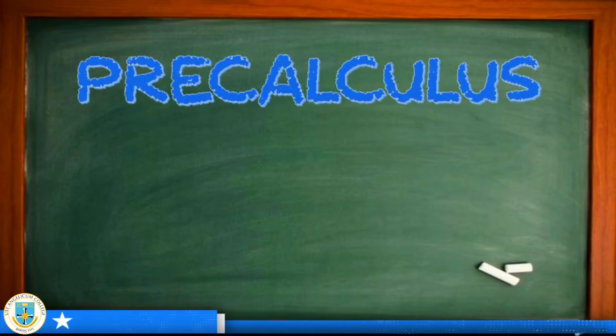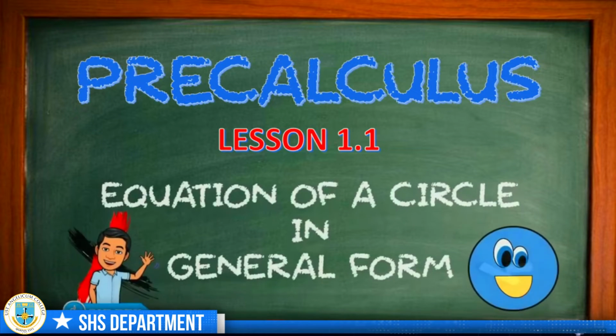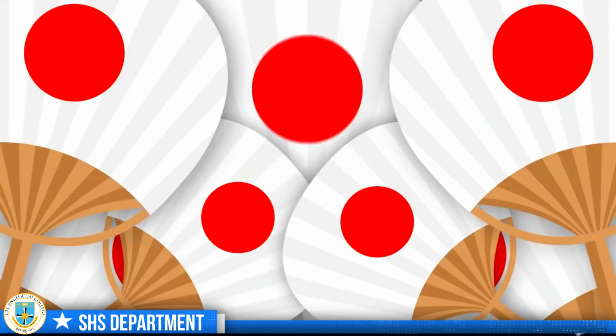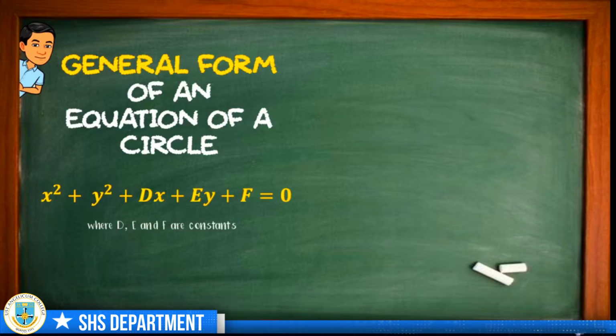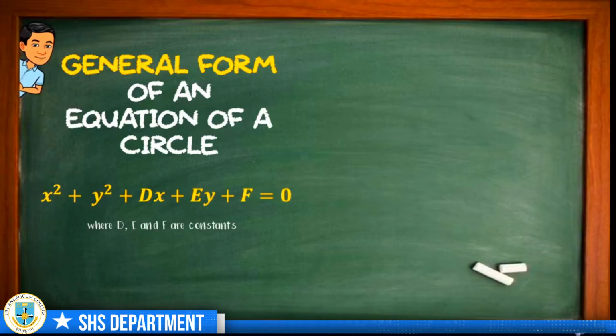Welcome to our new topic in Pre-Calculus. So we are still in lesson 1.1, but this time we're going to study about the equation of a circle in general form. Okay, so the general form of an equation of a circle is of the form x squared plus y squared plus dx plus ey plus f is equal to 0, where d, e, and f are constants.